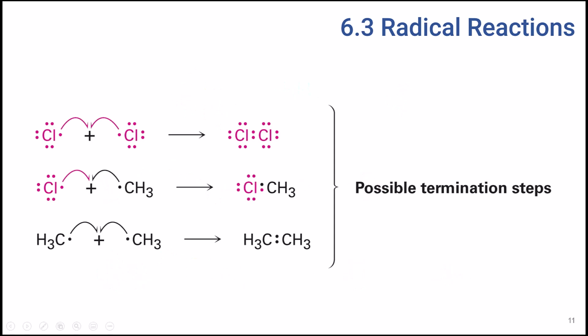There's many different possible termination steps that can occur. 2 chlorine radicals can get together to form a new molecule of chlorine. A chlorine radical plus a CH3 radical can get together, or 2 CH3 radicals can get together to form ethane.